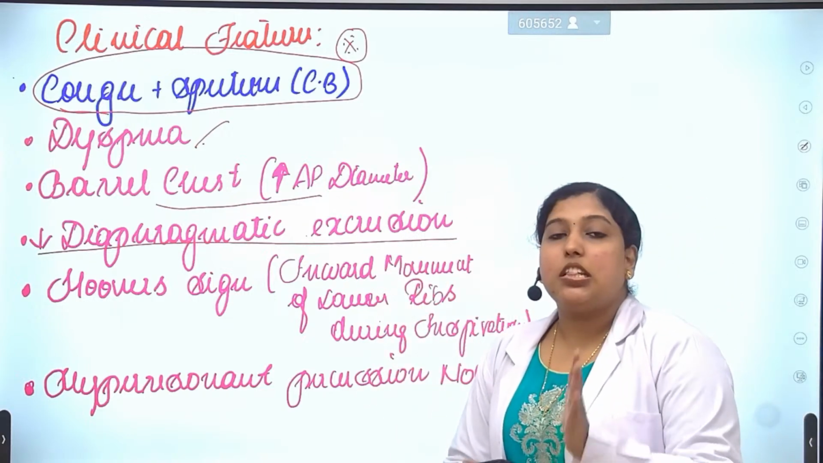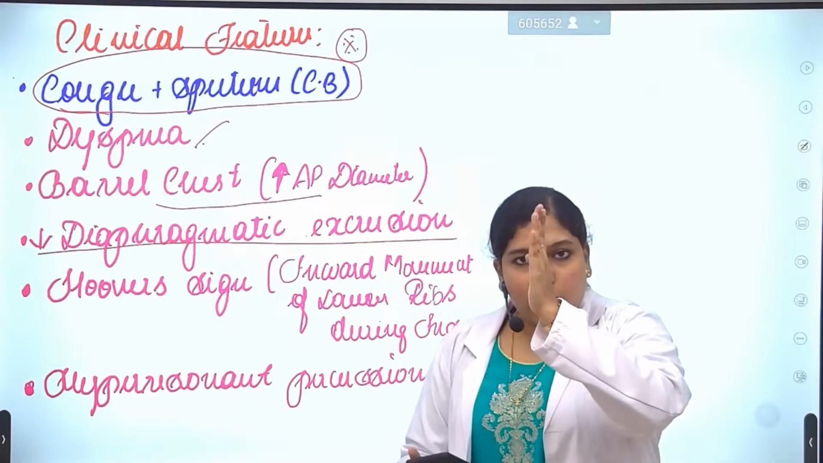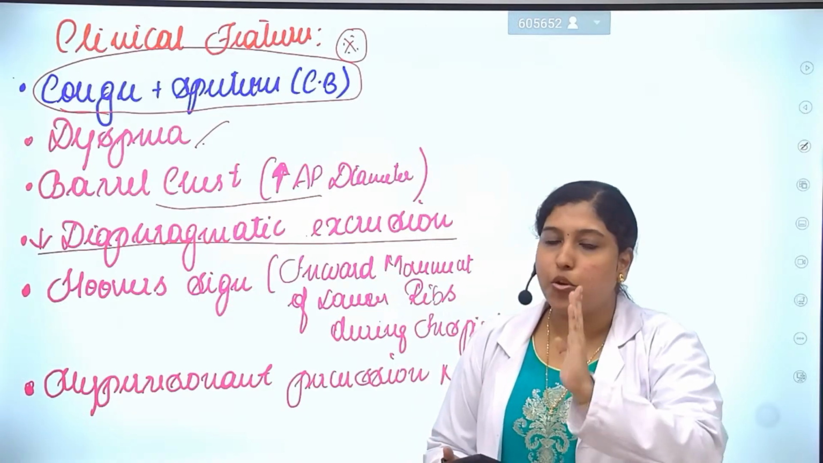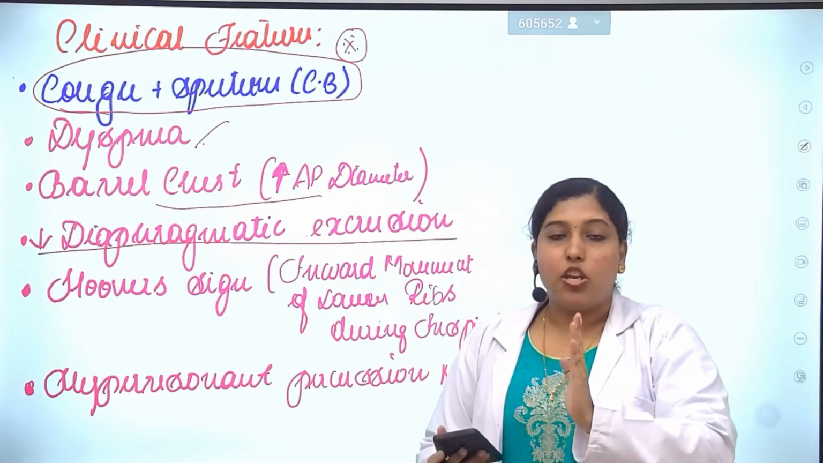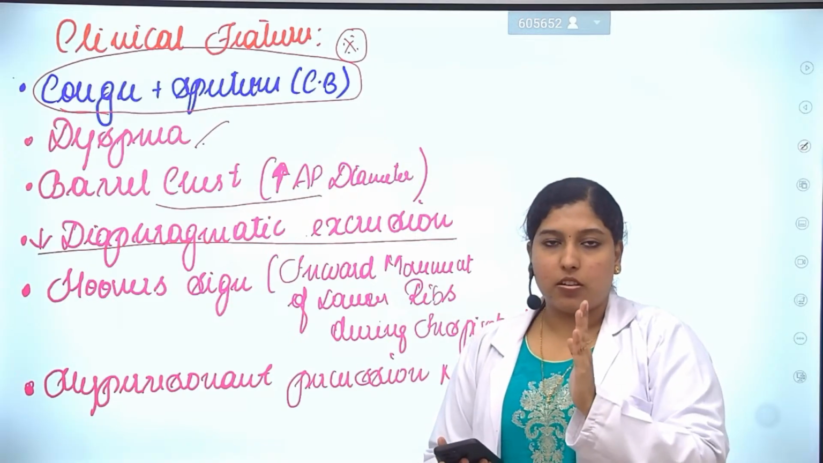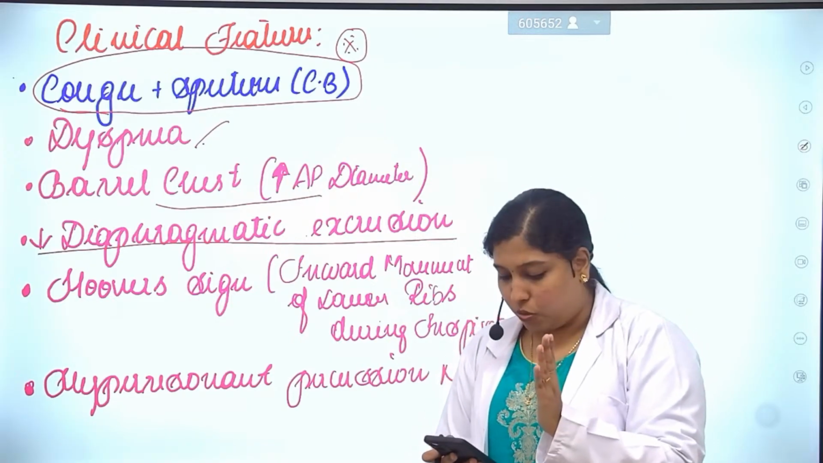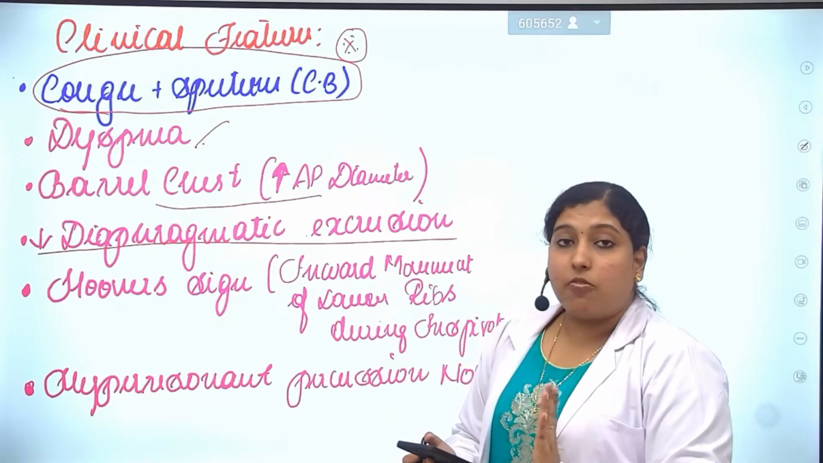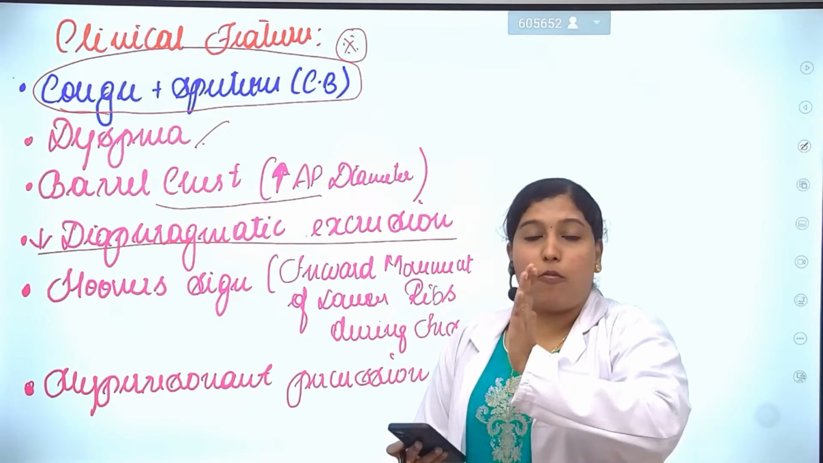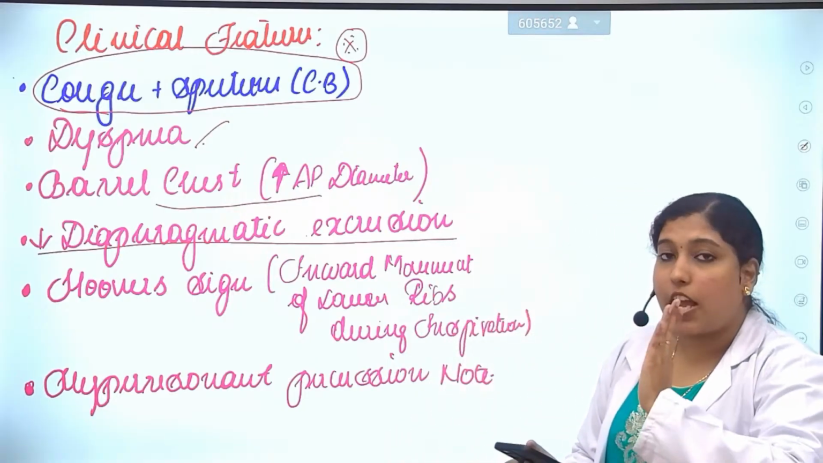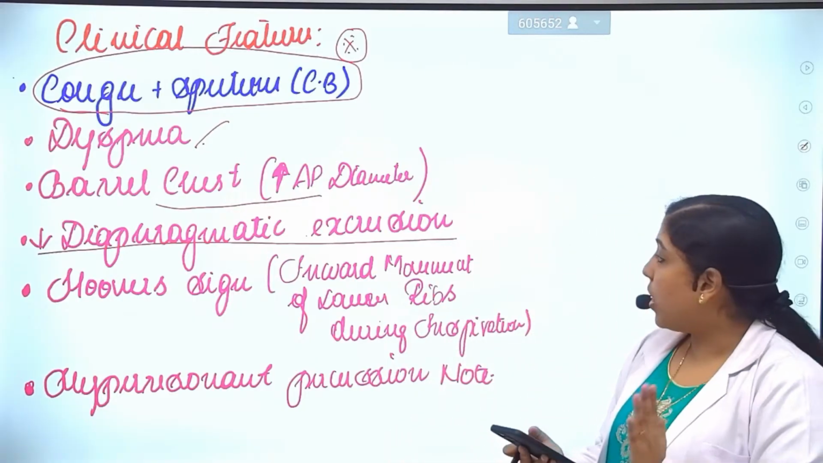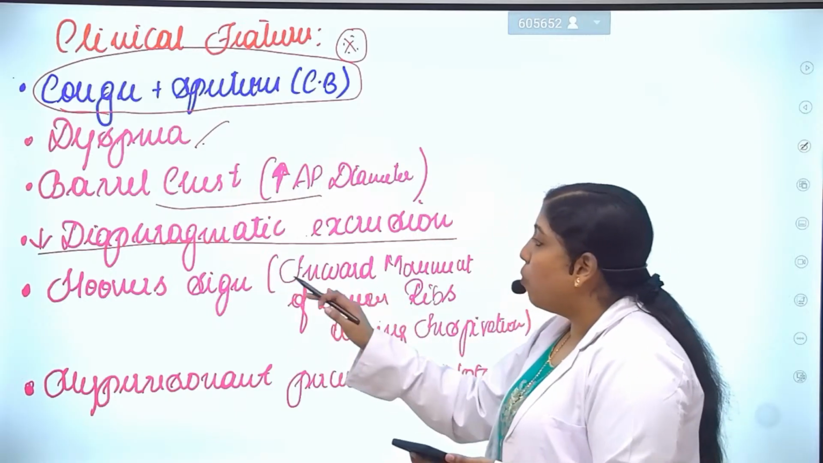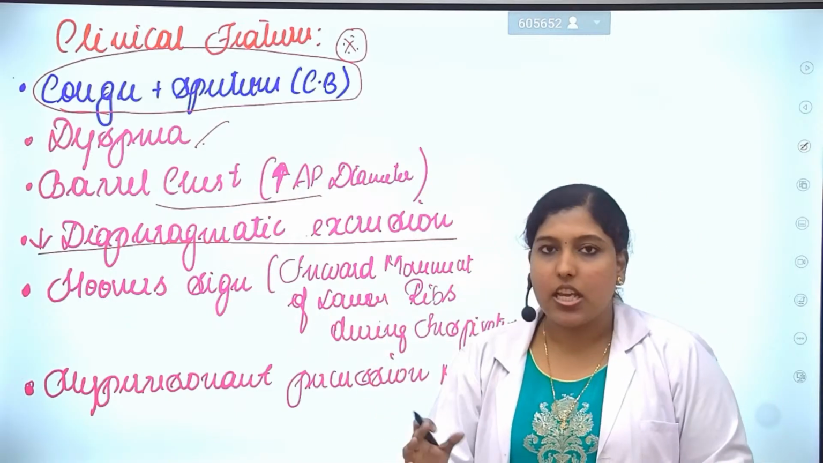See, the diaphragm will move vertically forward and backward during inspiration and expiration. If you take a deep inspiration, it will move. How will it move? If you take an inspiration, the diaphragm will move downward. If you take an expiration, the diaphragm will move upward. So this particular movement will happen synchronously in a normal patient.